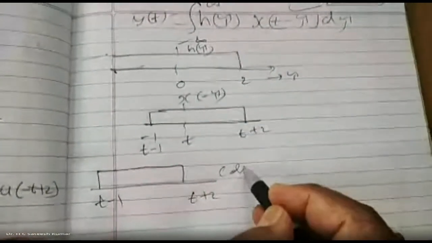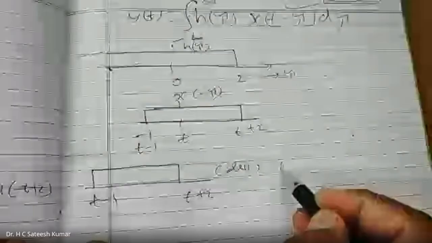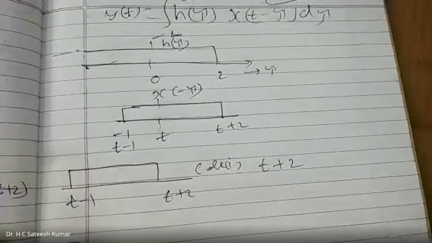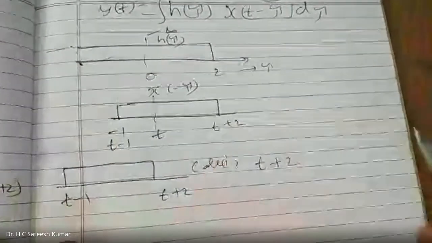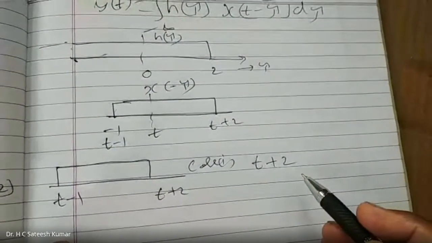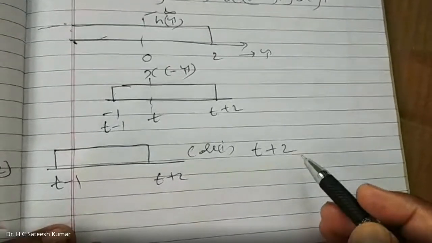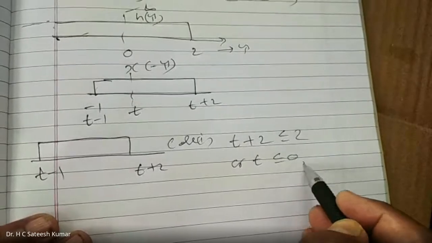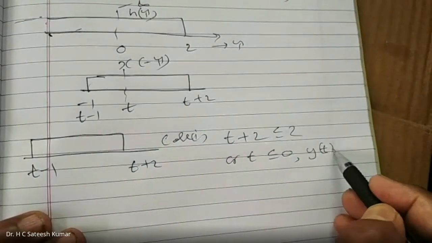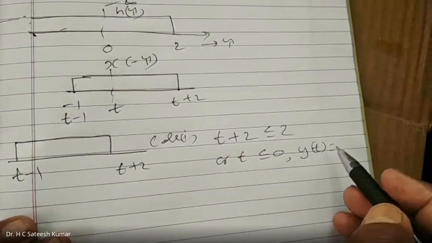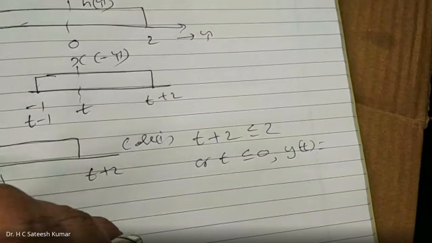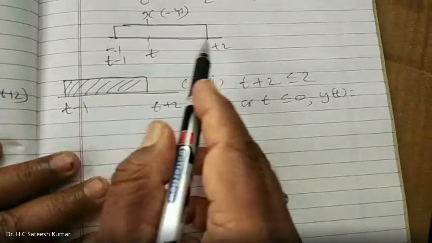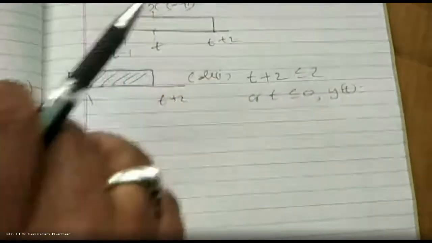Case 1: we started shifting from minus infinity, and complete overlapping is there up to 2. As long as t plus 2 is less than or equal to 2, or t less than or equal to 0, y of t is not 0. Expected answer: complete thing is overlapped, so from minus 1 to 2, width is 3, height is 1, answer should be 3.